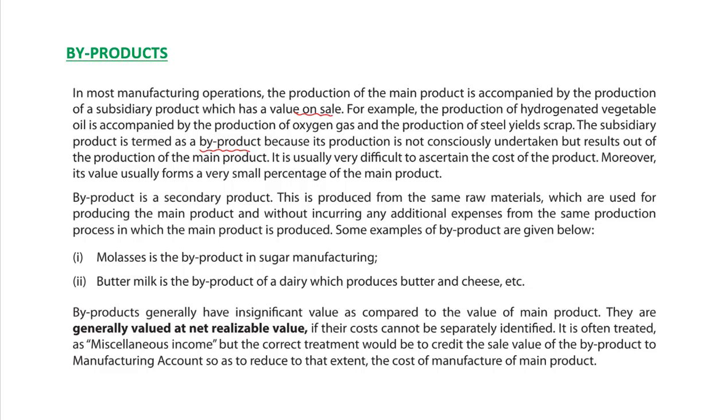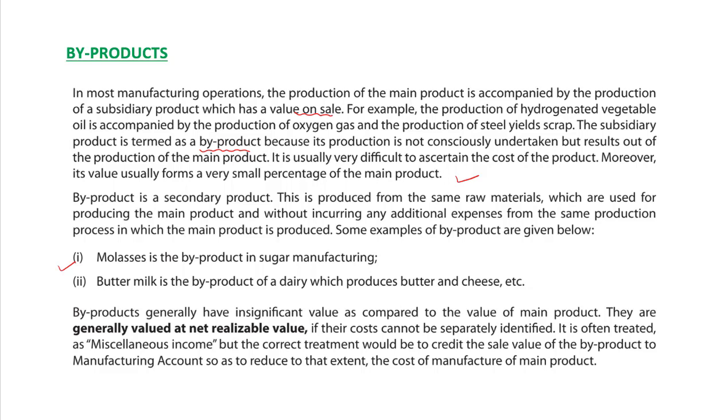It is usually very difficult to ascertain the cost of the byproduct. Moreover, its value usually forms a very small percentage of the main product. Byproduct is a secondary product. This is produced from the same raw material which is used for producing the main product, and without incurring any additional expenses, from the same production process in which the main product is produced. Some examples of byproduct are given below.